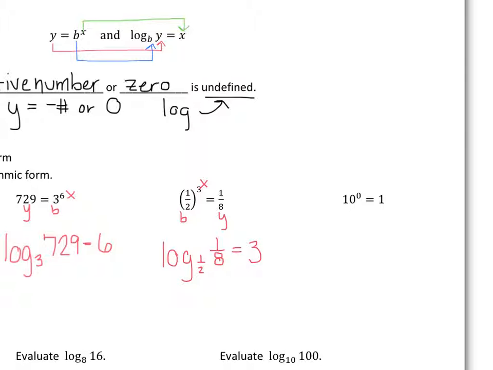Your exponent is always your answer. Exponent is the answer. So this one's answer will be 0. We'll have log, what's the base? 10 of 1.